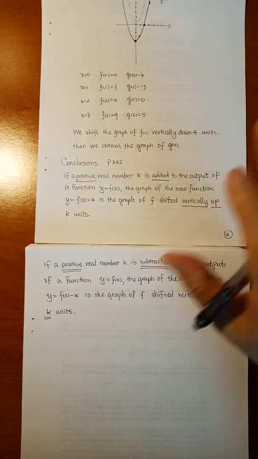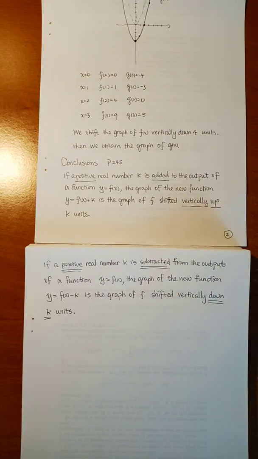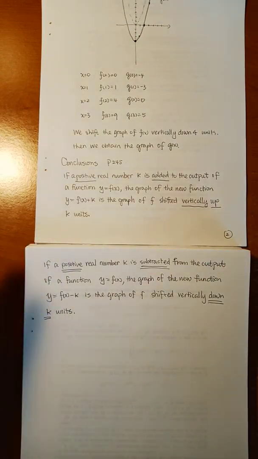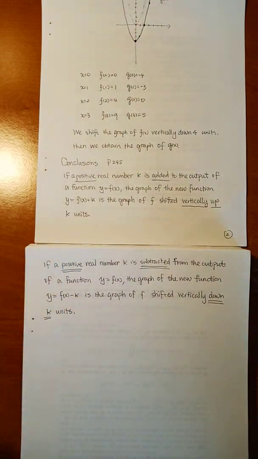Okay, it's just subtracted, positive, down k. These two conclusions are parallel. One is addition, one is subtraction. One is up, one is down. Okay, so if you directly subtract or add to the output, then you have a vertical movement. We call it a vertical transformation.